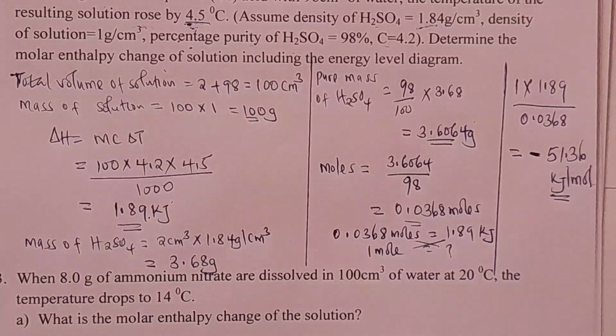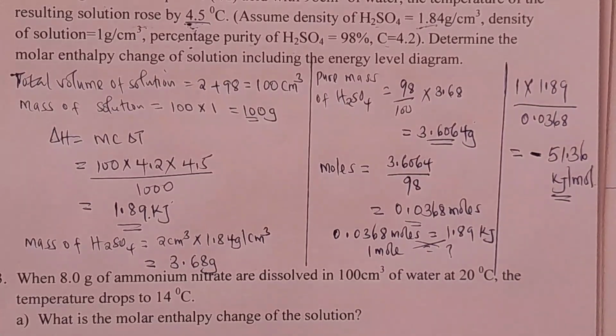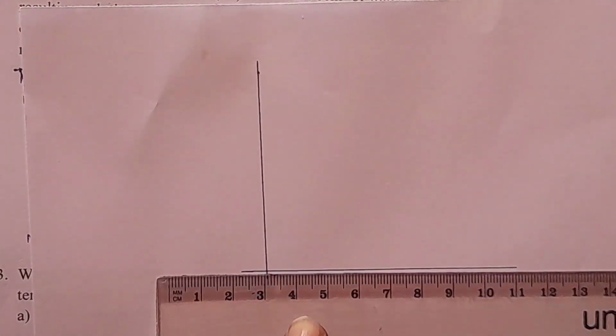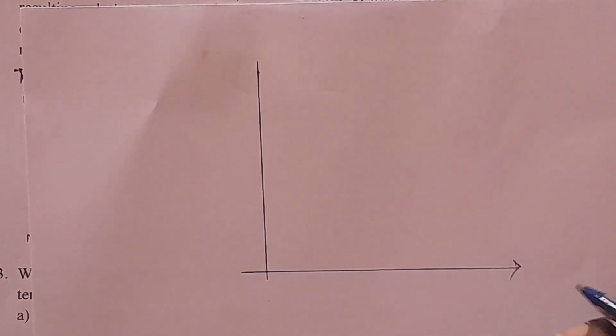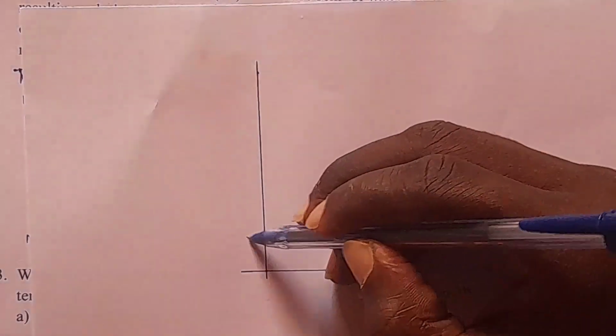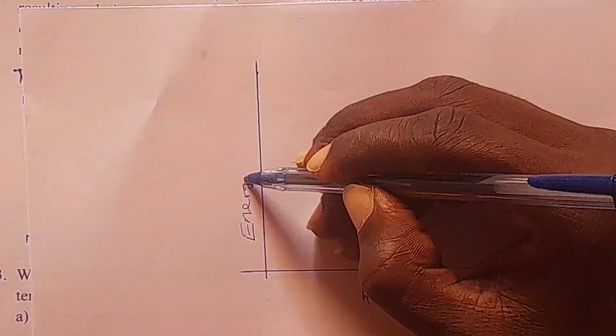Next, we are going to proceed to drawing the energy level diagram. I don't have a space, sorry, so I'm going to draw the energy level diagram here. When you are drawing an energy level diagram, you are supposed to have your 2 axes, that means the x-axis and the y-axis. On the x-axis, we are going to write the reaction path or pathway, and on the y-axis we are writing energy, which is measured in kilojoules.